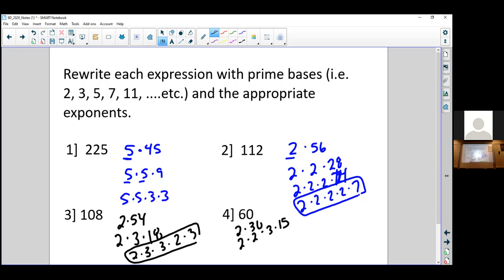So a quick way to do it is if you have a calculator, take a number, divide by 2. Then divide by 2 again, take that same number, divide by 3. Oh, 3 works. So 3 times something is going to give me the next number, and so on and so forth. So you want to get it down to its prime components.